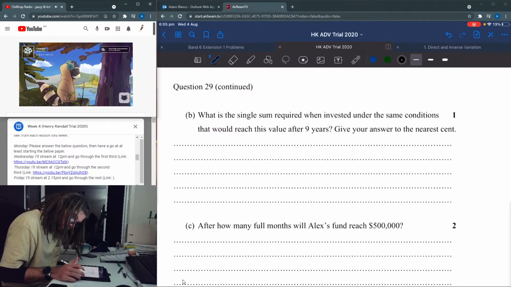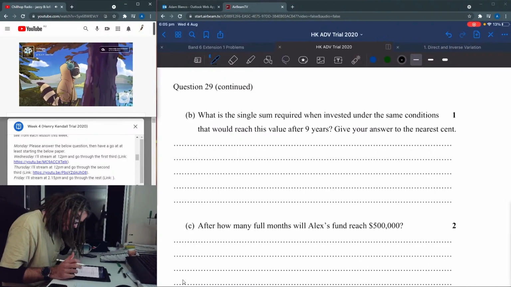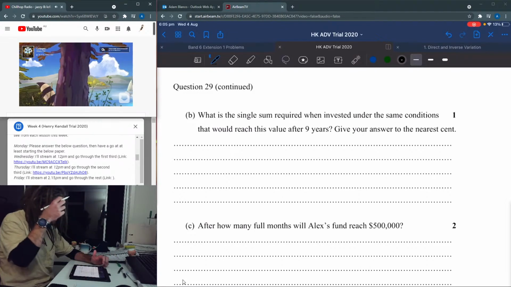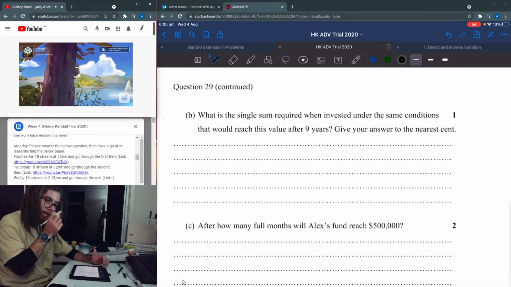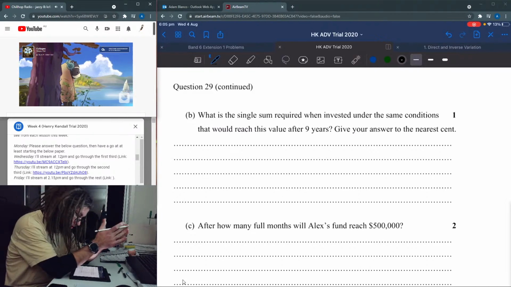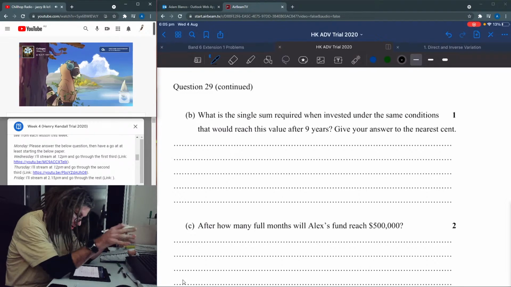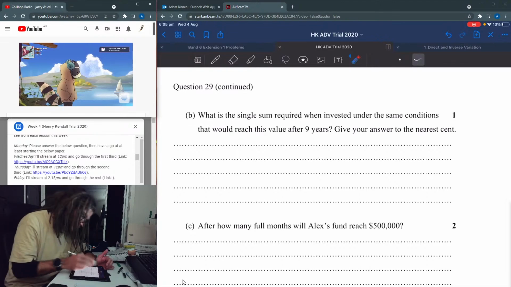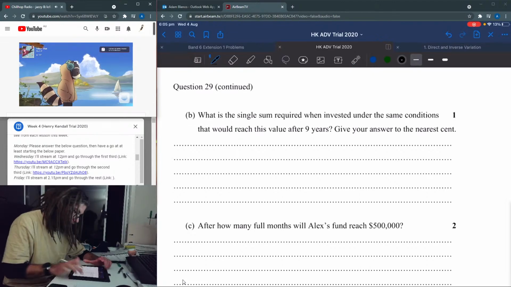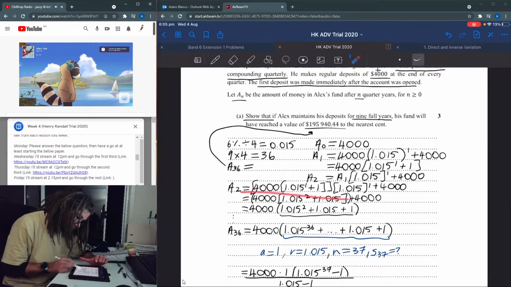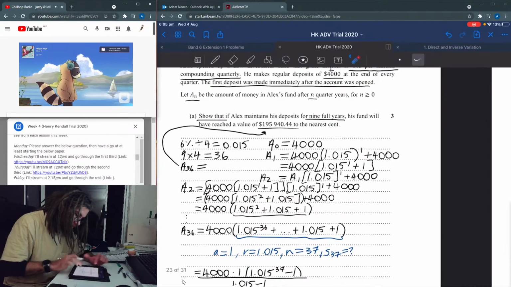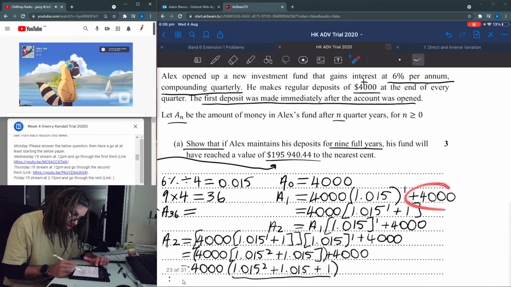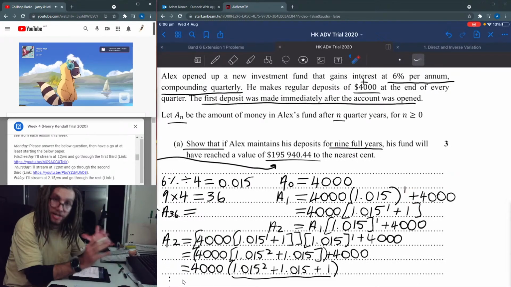What is the single sum required when invested under the same conditions that would reach this value after 9 years? Okay, so I don't like how this question is worded, but single sum kind of implies what's the amount you'd need to start with if you didn't do anything. So by not doing anything, you're not depositing anything. So in other words, just regular compound interest. The only reason we do this whole thing where we go through all of them is because we're depositing something. But if we've just got a single sum, rather than dumping $4,000 every month, I just put one amount of money in and let it compound.